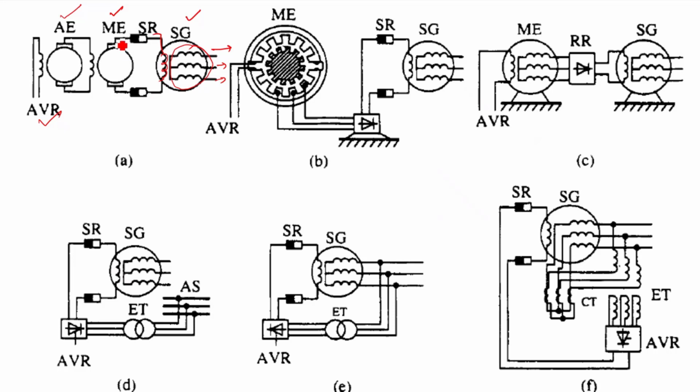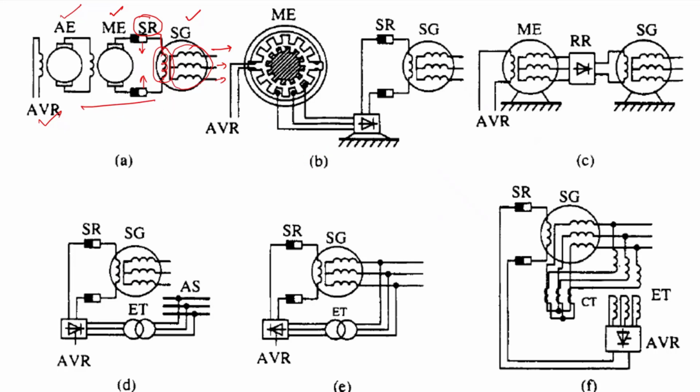Then this DC supply will be connected, because here the field is rotating, it is on the rotor. Therefore we need to feed this DC supply through the slip ring. This is your slip ring, SR. These two are your slip rings. So through the slip ring we feed the DC supply to the field of the generator. So this is one arrangement.